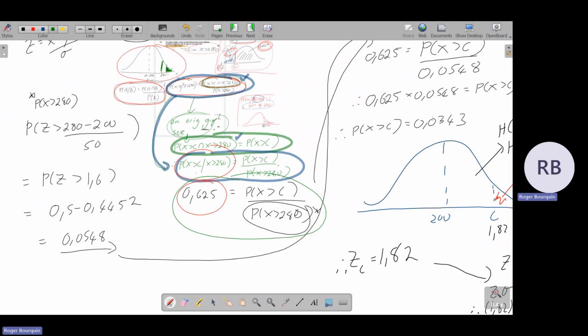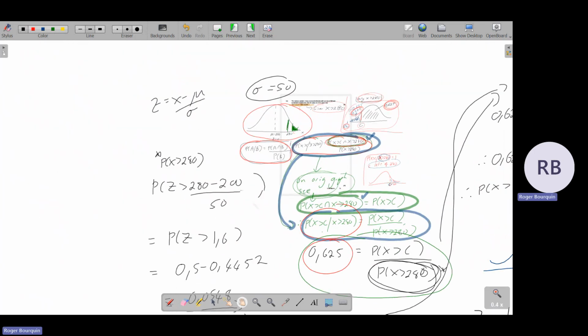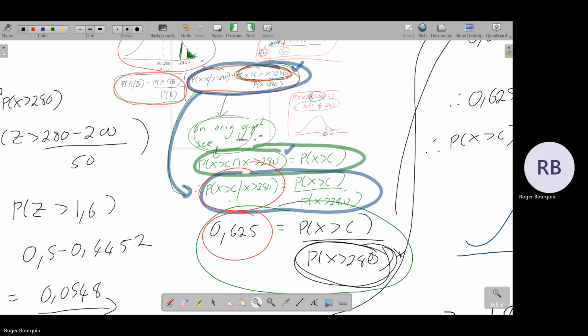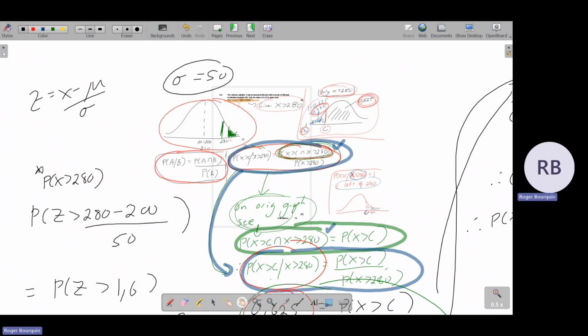Now, to work out the probability that x is bigger than 280, okay, I'm going to go back. That's just a normal distribution question. So I'm going to go back to this diagram here. The probability that x is bigger than 280, I'm looking for this region shaded in red over here. So to work that probability out, I've got to work out the probability x is bigger than 280.